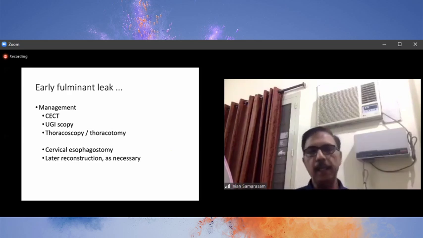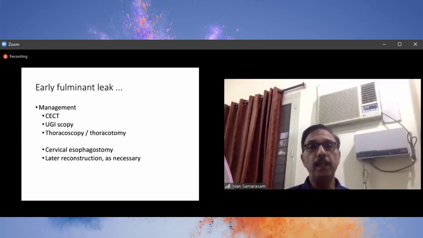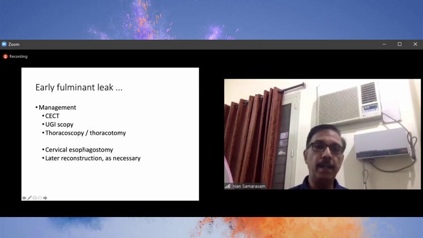So these are instances where you need to make a decision and go in early to do something. And that something might be actually taking down the conduit and giving a cervical esophagostomy. And that may be the only thing that may salvage the patient.